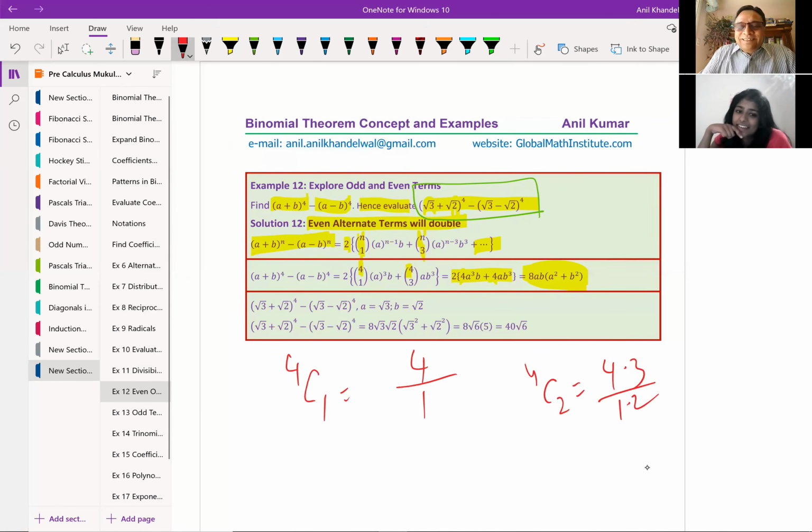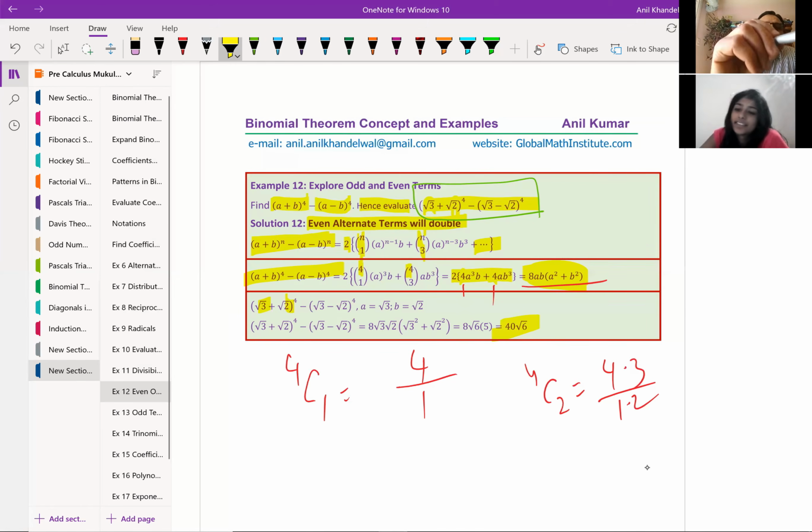Because this is our first lesson on this, you get 4 and 4 there, and you can combine and write 8ab (a square plus b square). So that is the simplified form of this particular expression. Now a square, b square and ab are there. Substitute with square root 3 and square root 2, simplify and get your answer, which will be, in this case, 40 square root 6. Okay?